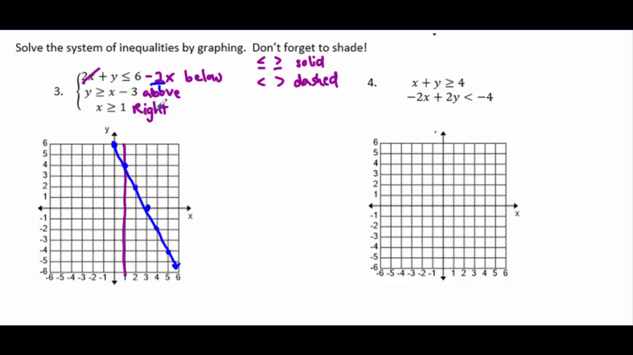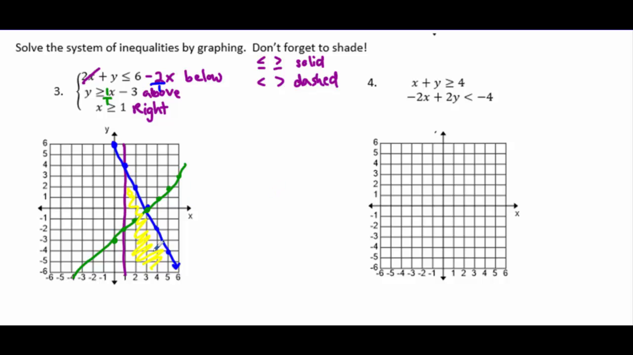So y is greater than or equal to x minus 3. I'm going to start at negative 3. And then if it's a 1, that's 1 over 1. So up 1 over 1. And so it's above this line. So before that, we thought this part was what it was for the first two lines.